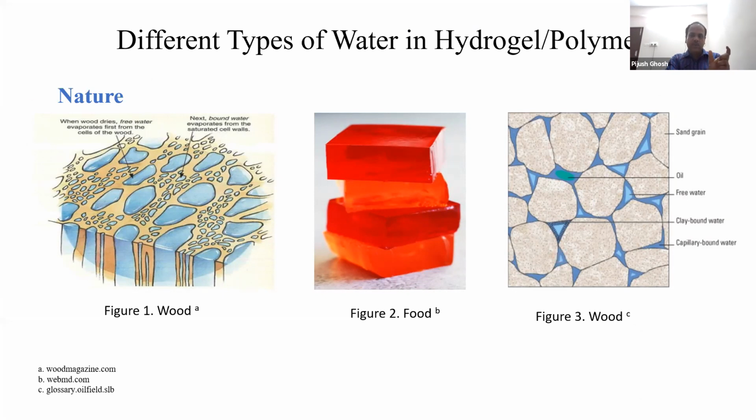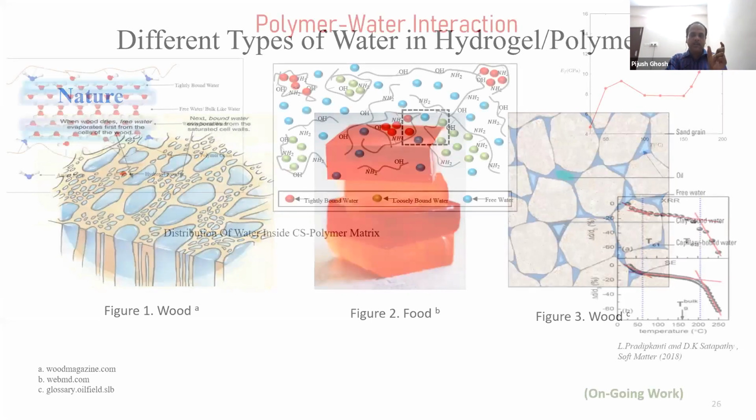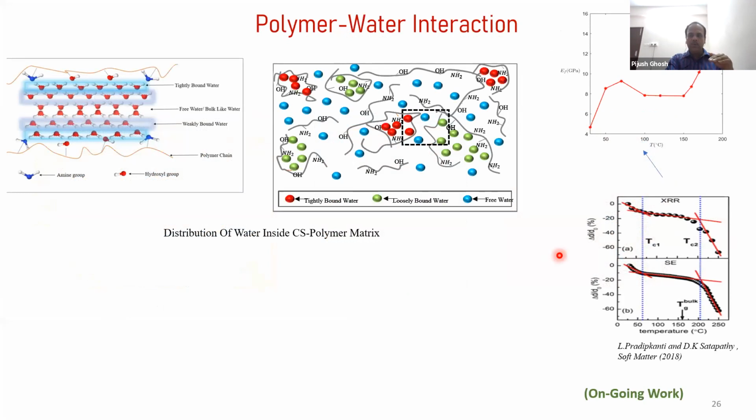When I say different types of water, it means the waters are either free water, loosely bound water, or tightly bound water. One configuration the water can take is like this, where in the proximity of the substrate it is very tightly bound, then it is loosely bound, weakly bound, and then free water. But there are a lot of hydrogels and polymers where it is not like that, but it is actually randomly distributed like this. So some free water, some bound water, some tightly bound water, things like that.